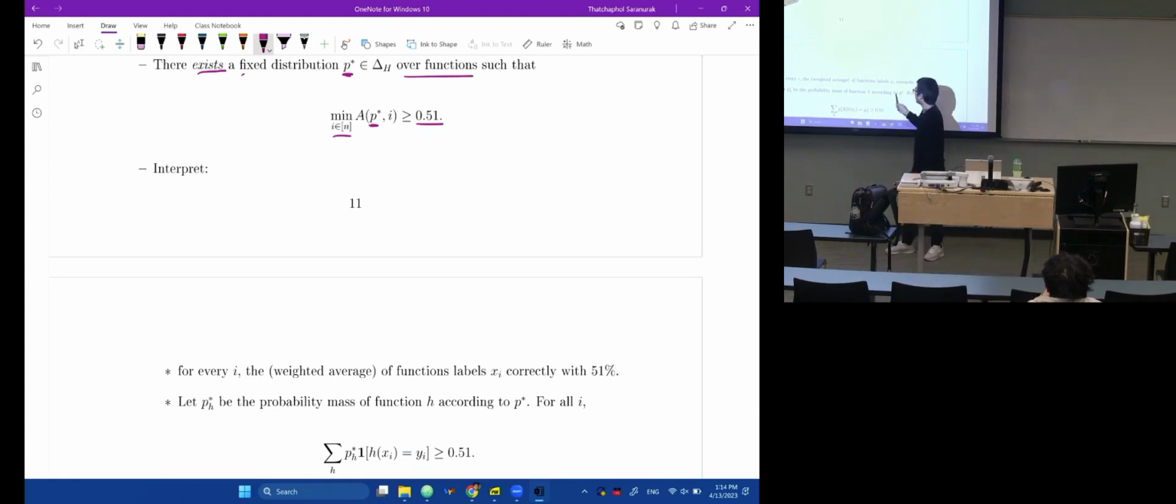Or to say it in the math way, if you start with P star, which is the distribution of functions, and P star of h is just the probability mass on function h, then for every i, when you sum over the weight of the functions that predict correctly, that's more than half. Sum over the probability mass from P star of h that predict this data point correctly. That probability mass in total is more than half.